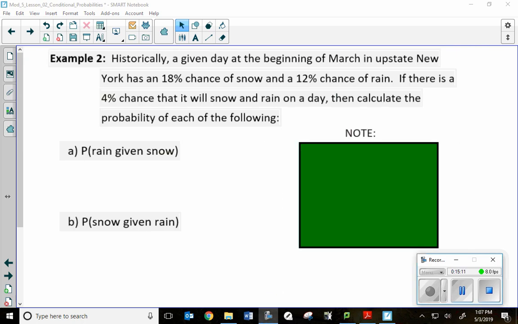So let's take a look at an example that doesn't have a table. So there's a second way we can use to find given or conditional probability.